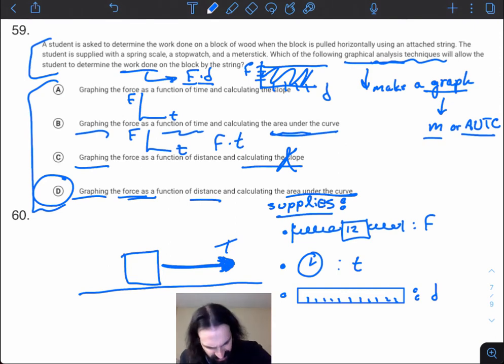That's nothing. That's a Newton per second. I don't know what that would be. I don't think it's anything. But the answer is D for 59.